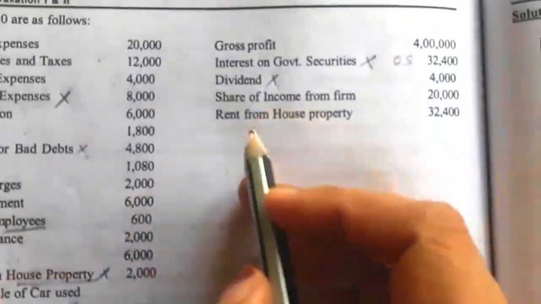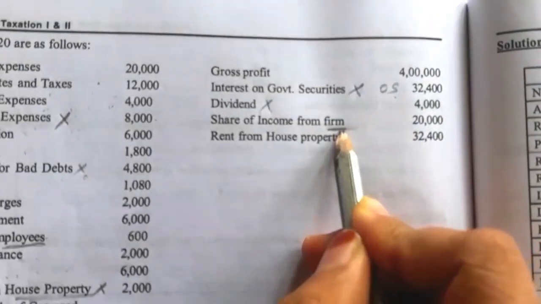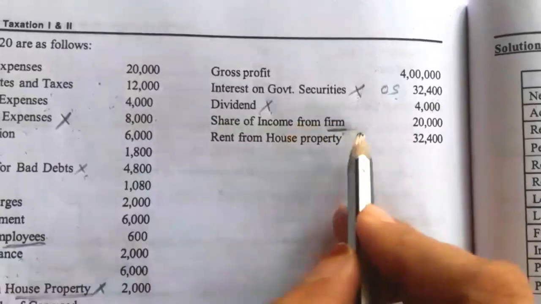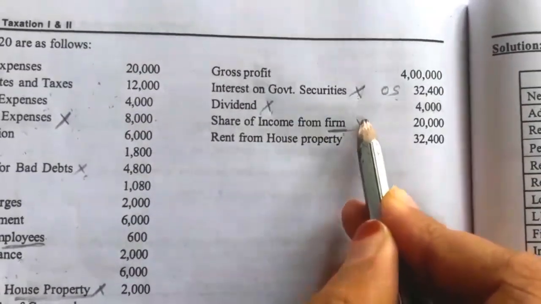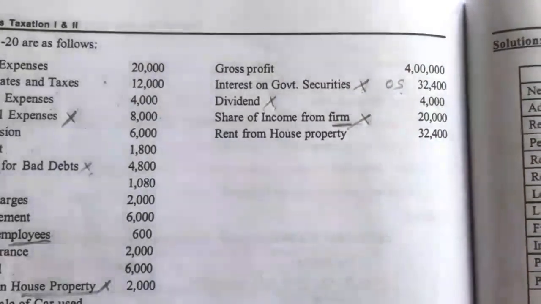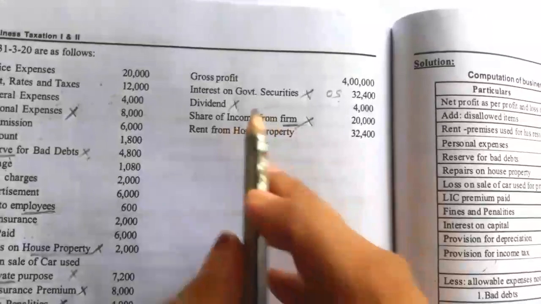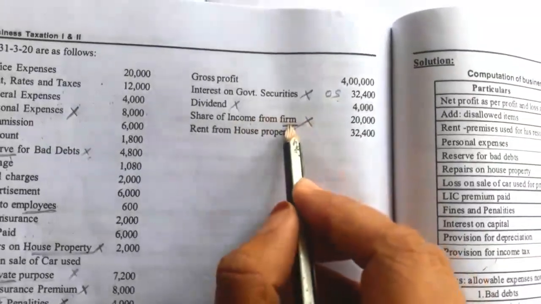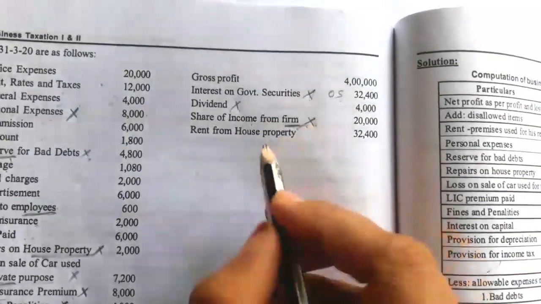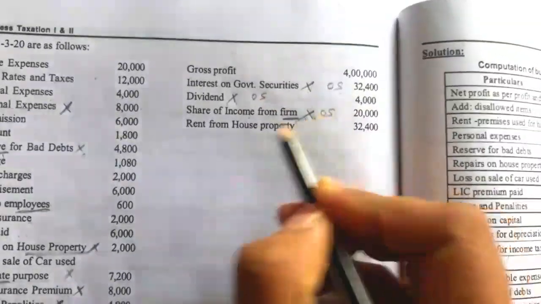So it is not relating to a business. So it is disallowed. Share of income from a firm. Firm means it is from a partnership firm. So income received from a partnership firm is not relating to a business. For the business means what? It is manufacturing, trading, buying and selling of goods and services. This share of income is not from a business. It is from a partnership firm. So it is disallowed. So these are the other source income.